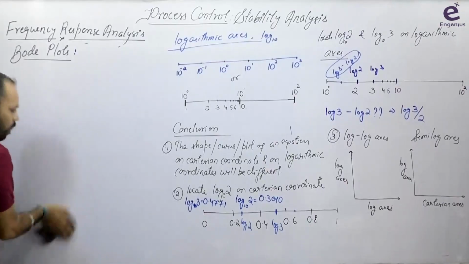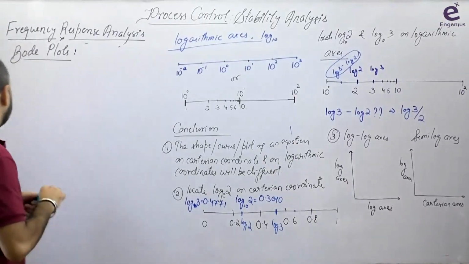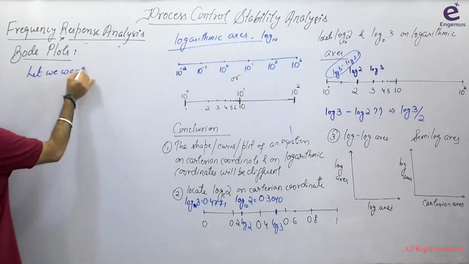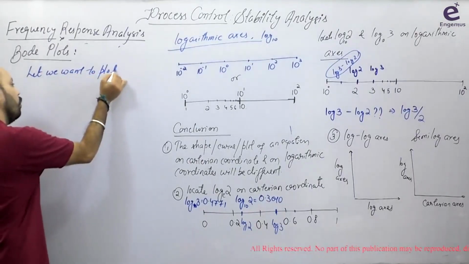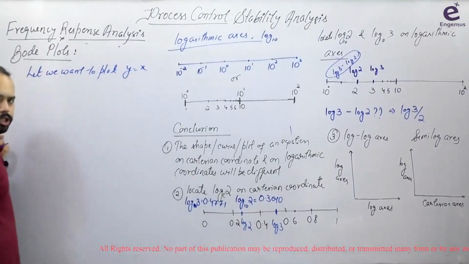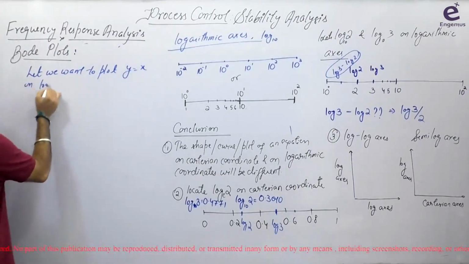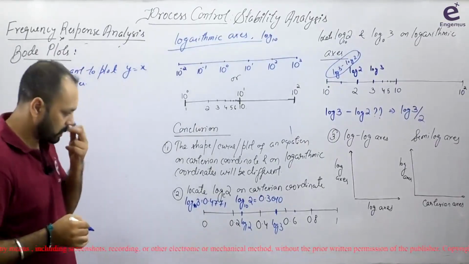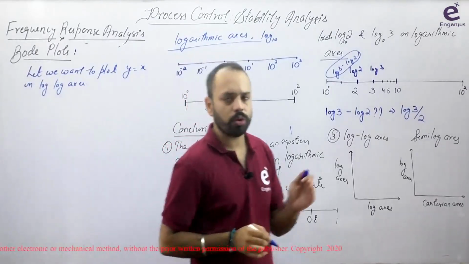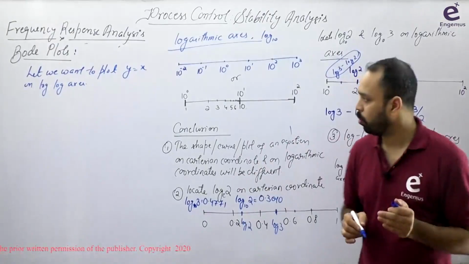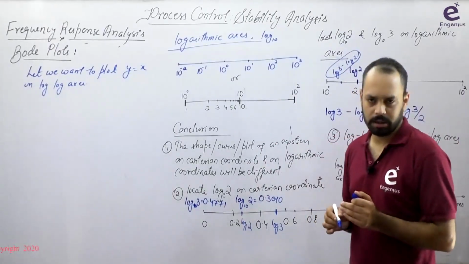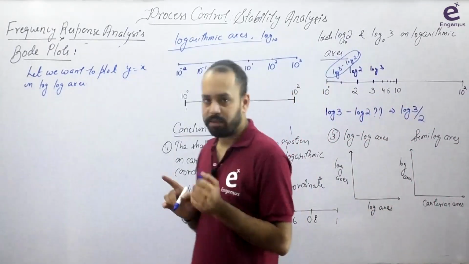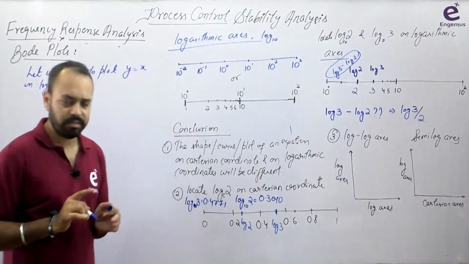Still, I'm giving you a hint. Let us say we want to plot y equals x on a log axis. Suppose you want to plot this equation y equals x on a log axis. Fine. So the question is how y equals x is going to look if you are plotting it on the log axis. How to check? You know that this equation is the equation of a straight line passing through the origin on the Cartesian axis, but that is a different thing.